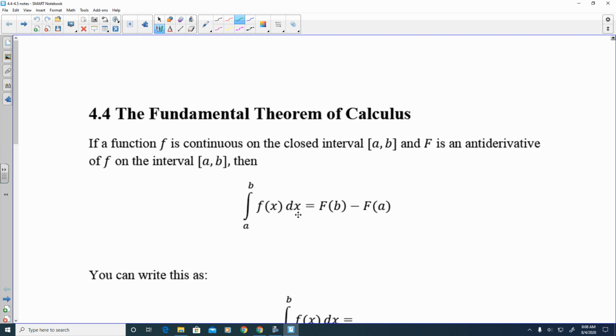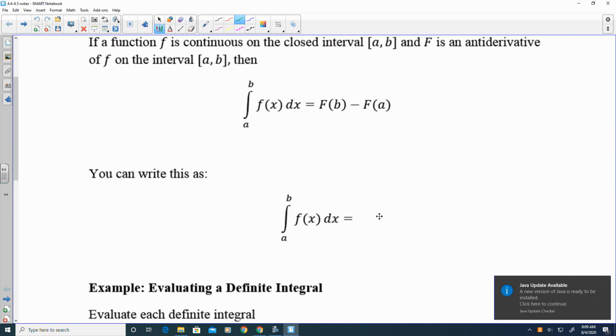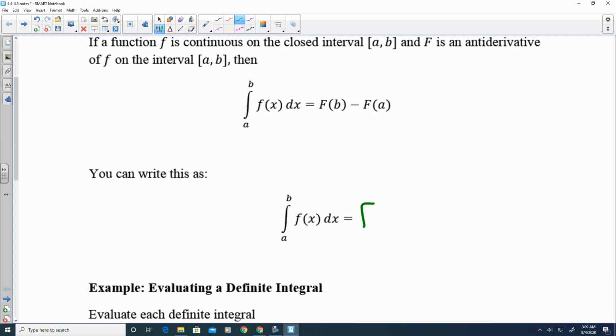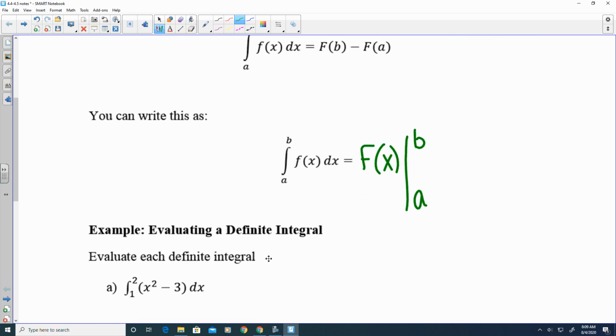To find the area, we take the antiderivative, capital F, and then we plug in the top number b and subtract the antiderivative of the bottom number a. That is it. This can also be written as F of x from a to b, and this is the notation that I'm going to use. As soon as I take the antiderivative, we're going to have this vertical line to remind us to plug in a and b if it's a definite integral.